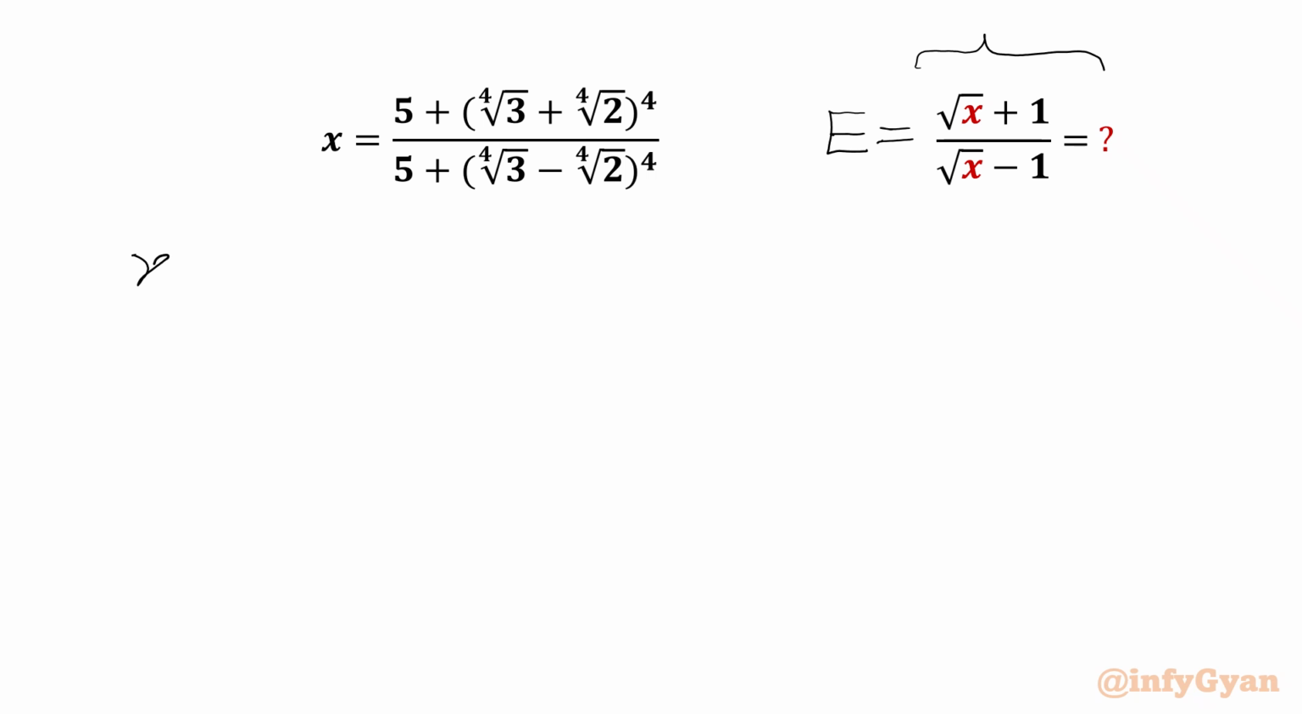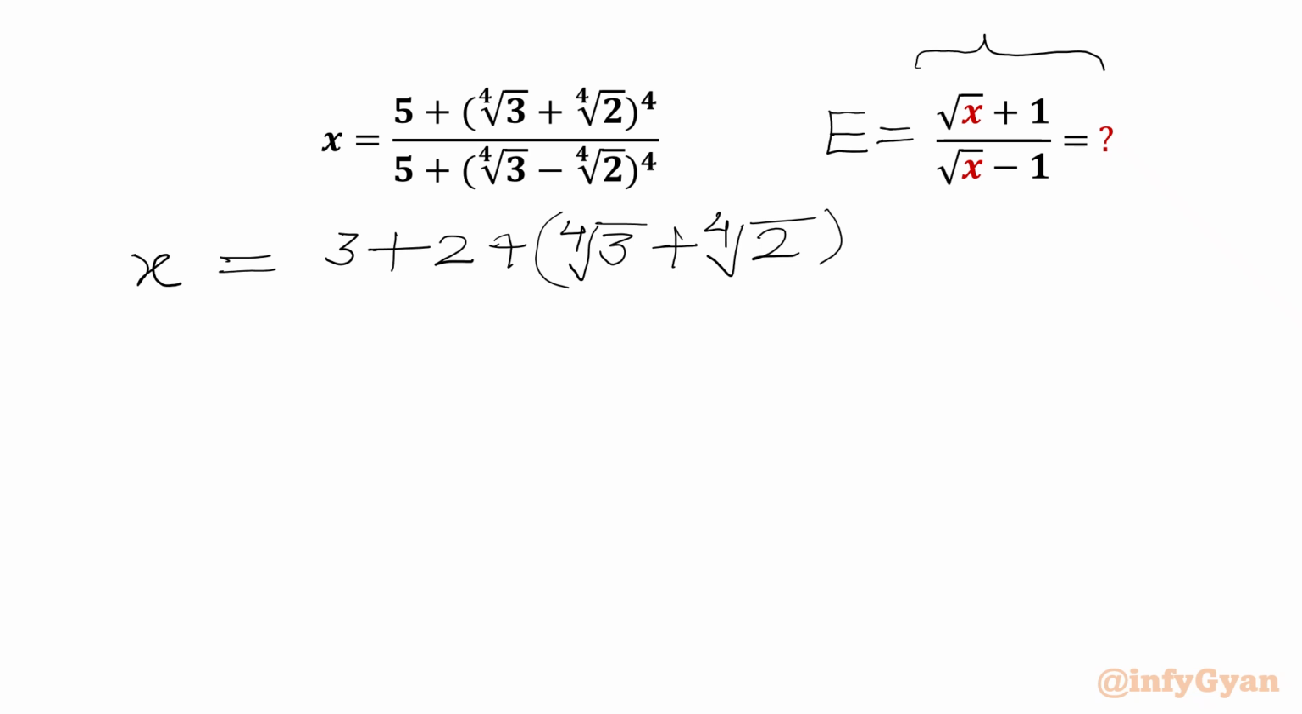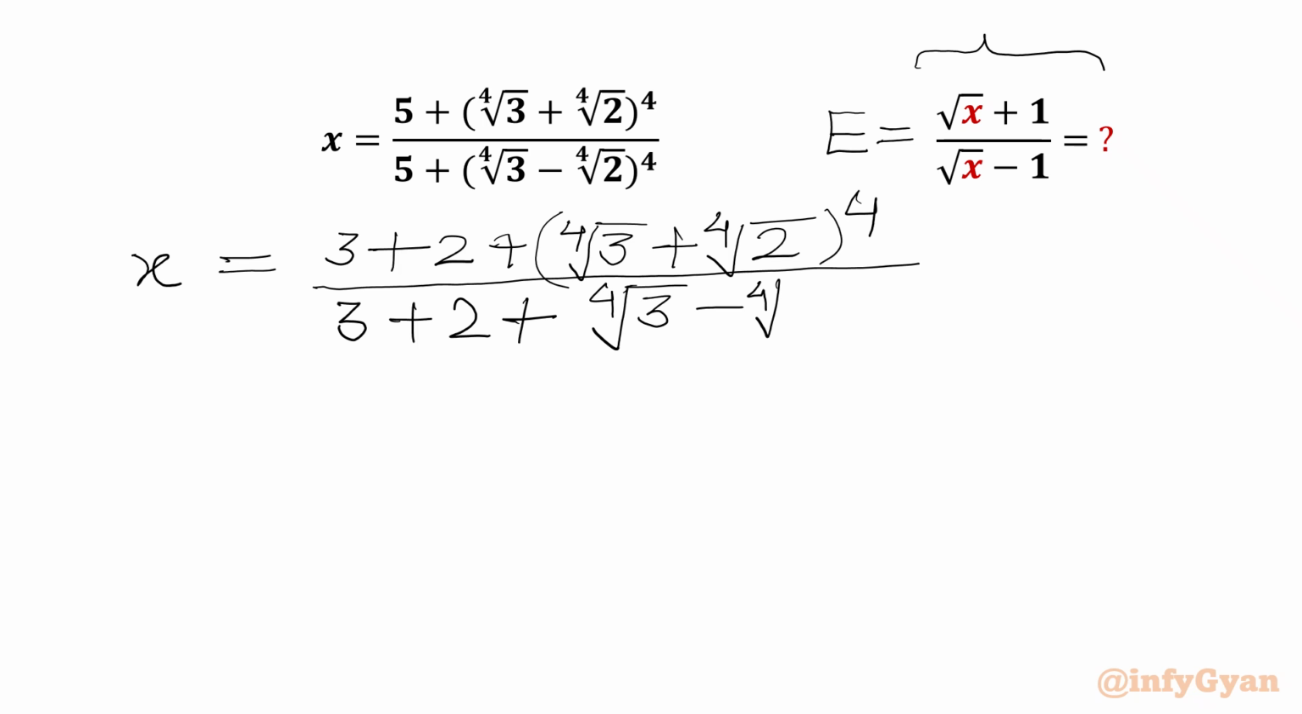Now I will write our x as 5, we can split as 3 plus 2. Then we have (4th root of 3 plus 4th root of 2) whole power 4. Similarly in the denominator we can split 5 as 3 plus 2 again, plus 4th root of 3 minus 4th root of 2 whole power 4.